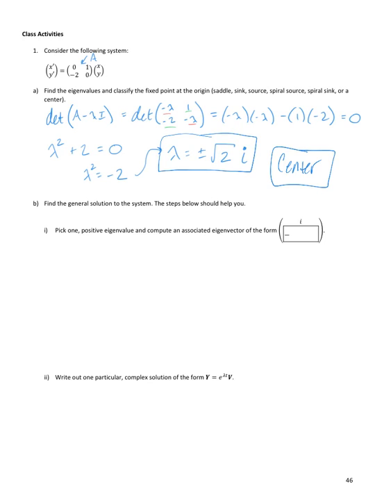Okay, to find the general solution to the system, first we pick one positive eigenvalue. We have two eigenvalues. You pick the positive one because it's easier. You only need one, so you pick the positive one. And we're going to compute an associated eigenvector, and we're going to let I be the x coordinate of the vector. And this little negative sign is a typo, just ignore that.